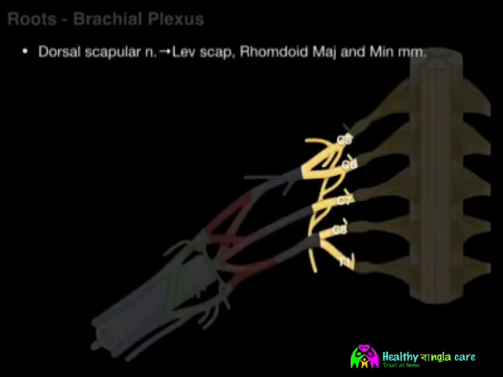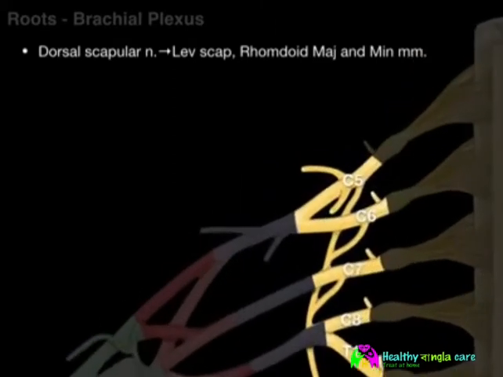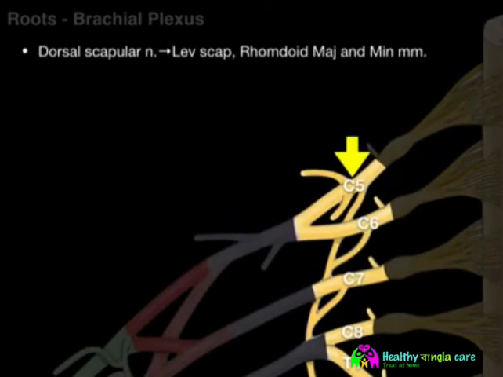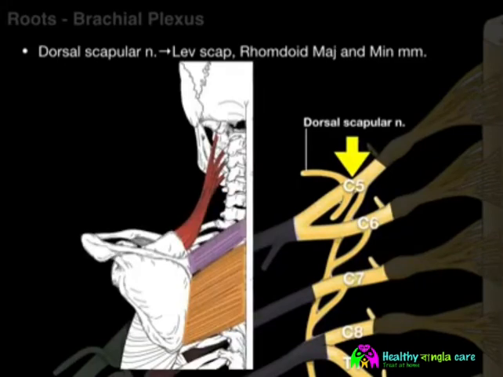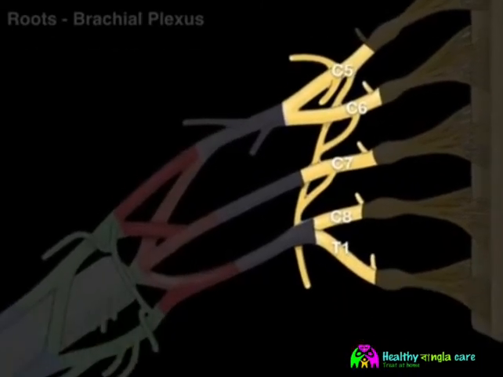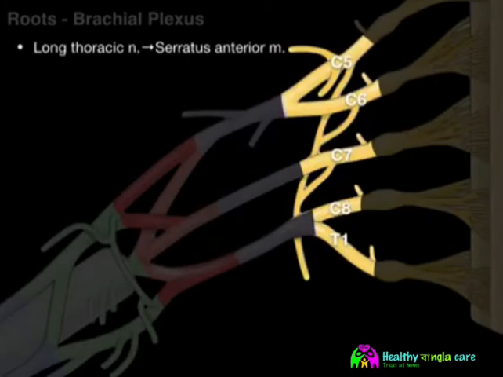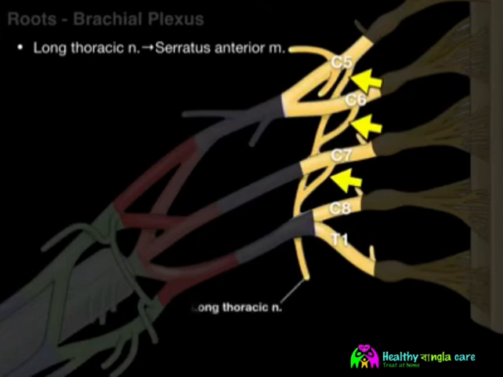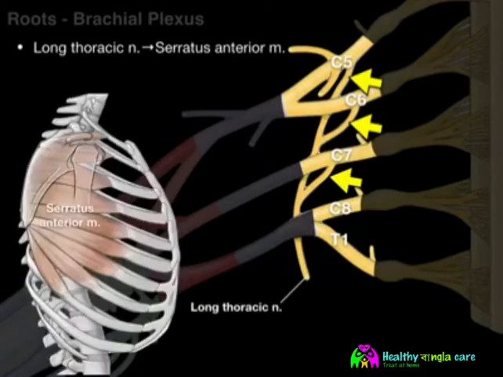Okay, so some of the branches off the roots include one called the dorsal scapular nerve that innervates the levator scapulae and rhomboid muscles. There is the C5 root, and there is the dorsal scapular nerve coming from the C5 root, and it innervates our levator scapulae, rhomboideus minor, and rhomboideus major muscles. Another branch is called the long thoracic nerve that innervates our serratus anterior. There are contributions from the C5, C6, and C7 roots that make our long thoracic nerve, which descends superficial to the serratus anterior and innervates it.